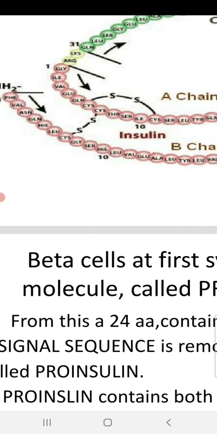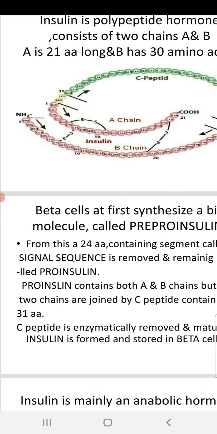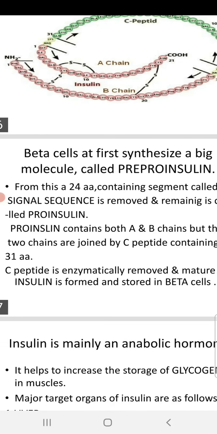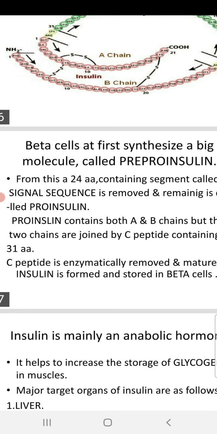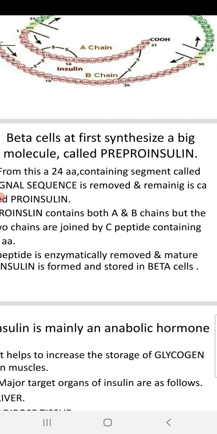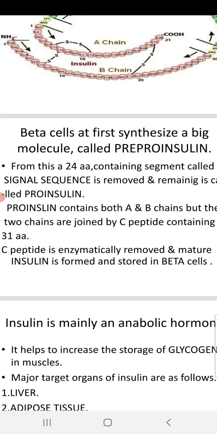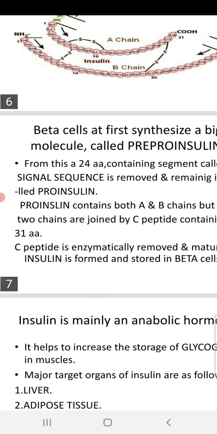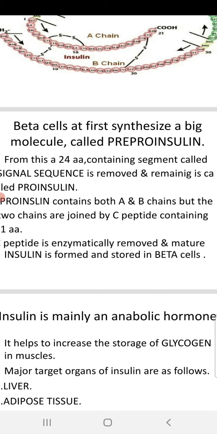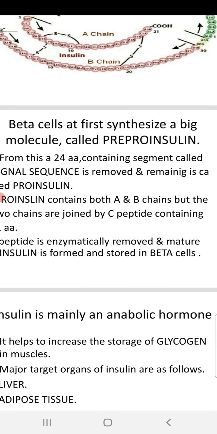So these are the beta cells. They first synthesize a big molecule called preproinsulin, and from this a 24 amino acid segment called the signal sequence is removed. The remaining C-linked proinsulin contains both A and B chains, but the 2 chains are joined by C peptide containing 31 amino acids. C peptide is enzymatically removed and mature insulin is formed and stored in beta cells.